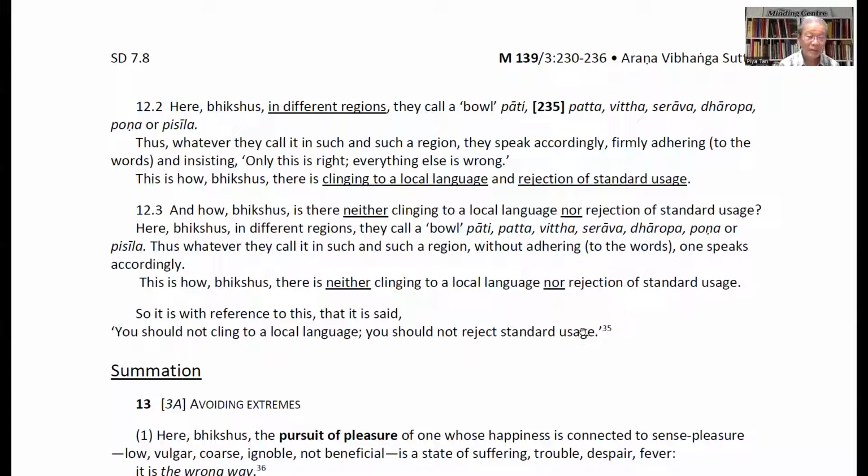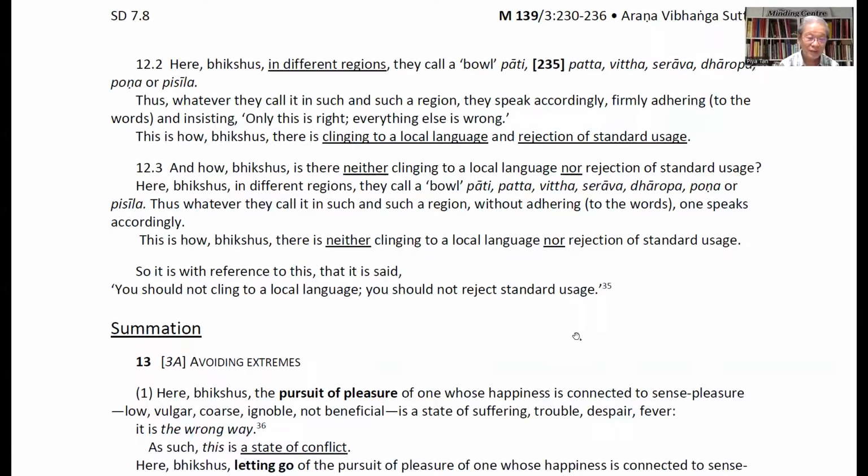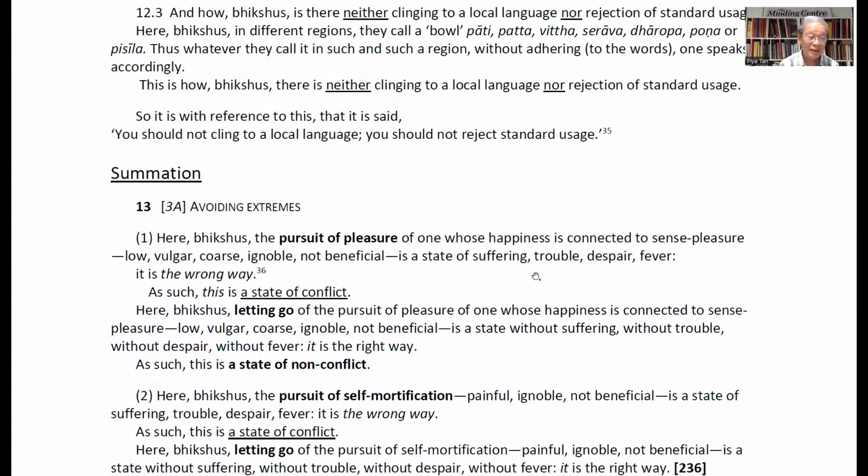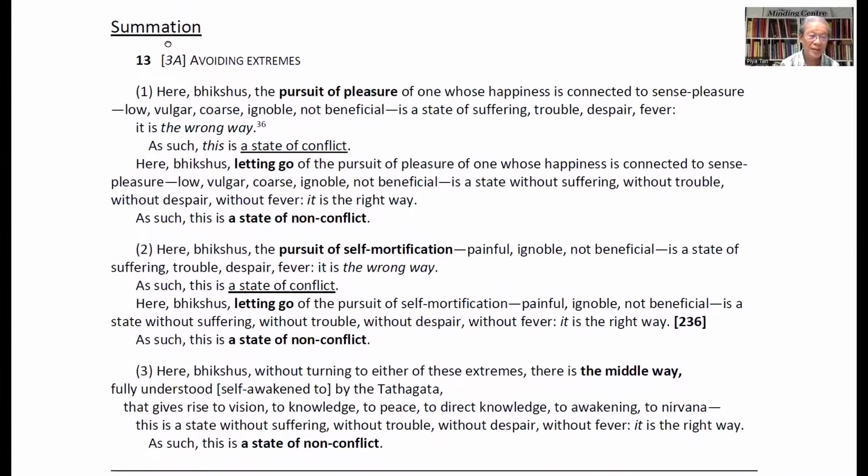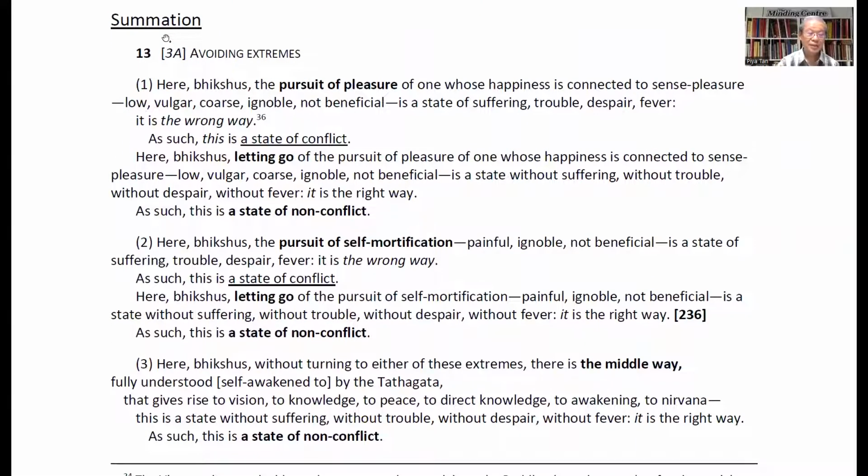Right? Okay, so now the Buddha has finished giving all these teachings. Now there is the summation. The Buddha summarizes. This part is very easy. I just need to read to you slowly so as to show you a summary of what we have just studied.